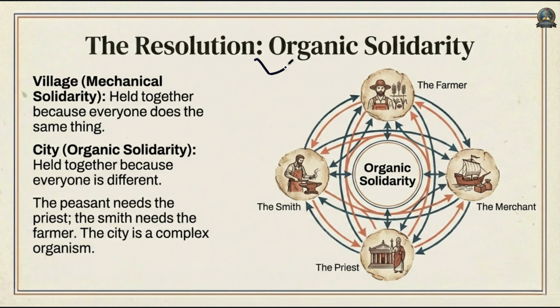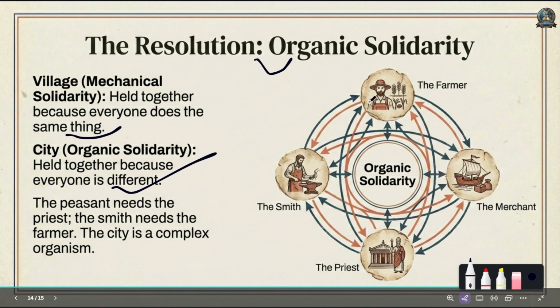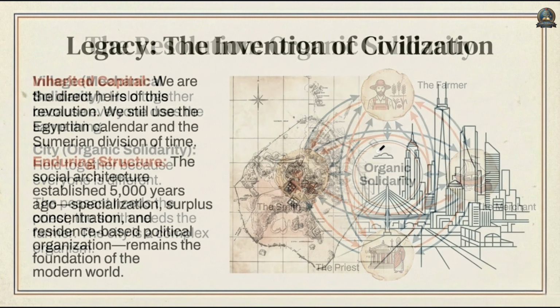The resolution, organic solidarity. Village, mechanical solidarity: held together because everyone does the same thing. City, organic solidarity: held together because everyone is different. The peasant needs the priest, the smith needs the farmer, the city is a complex organism. The farmer, merchant, priest and smith are all interrelated and form the organic solidarity framework.